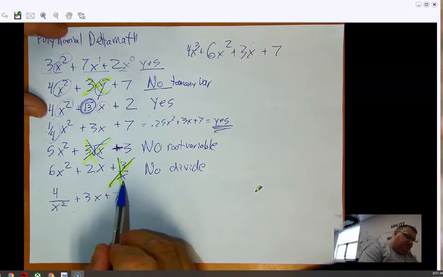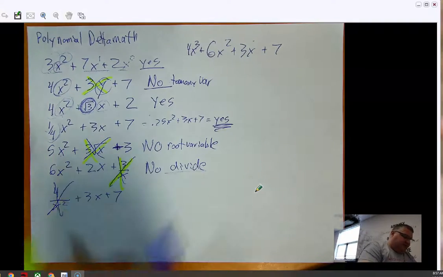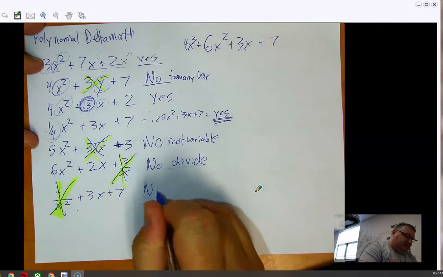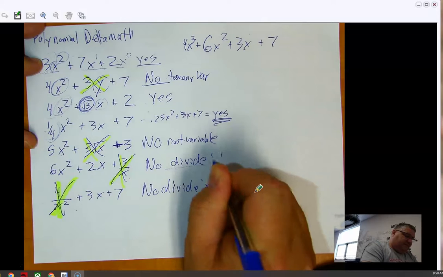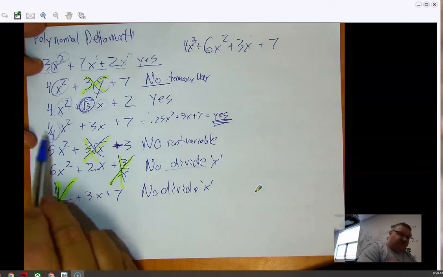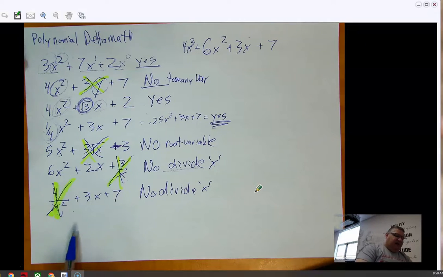Okay, and down here, is this a polynomial? Well, again, we had the same problem. We said no divide, so nope, not a polynomial because I cannot divide by an x. Now, again, I could divide by a number. That's perfectly fine because I can put that in a calculator. But if I try putting this into a calculator, error, syntax.